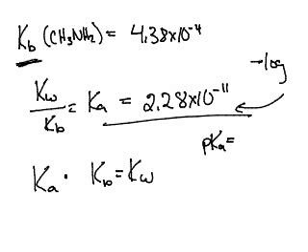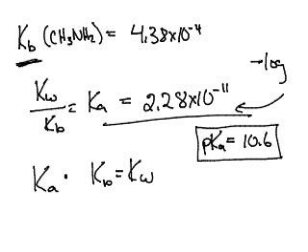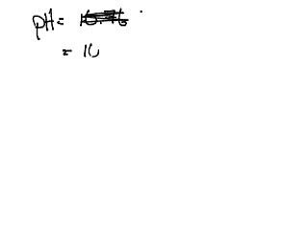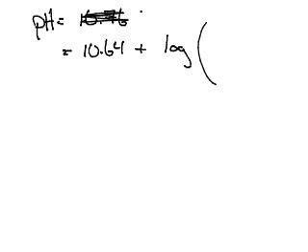Sorry, hang on. 10.64. So you've got to find the pKa. So there's a little additional step here if you have a base problem. So now we can use our Henderson-Hasselbalch equation. pH equals 10.64 plus the log of the base over the acid.